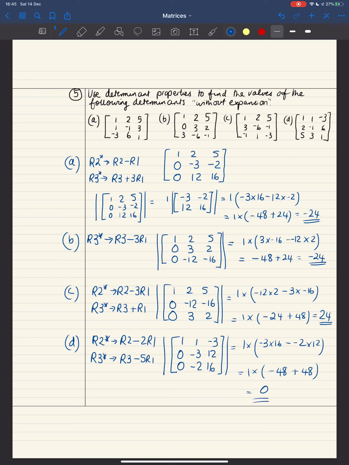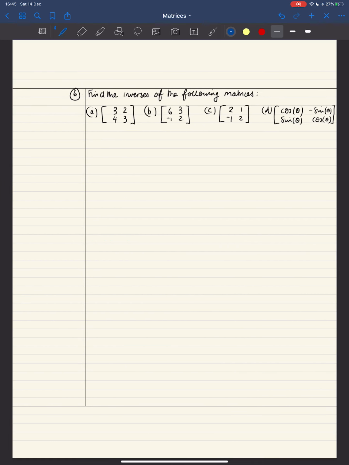Anyway, you can check these on your calculator if you've got a calculator that will work them out. Right, number 6. Find the inverse of the following matrices. So the determinant of 3, 4, 2, 3 is 3 times 3 minus 4 times 2, which is 9 minus 8, which is 1. So the inverse is 1 over 1, so it's 1 over the determinant.